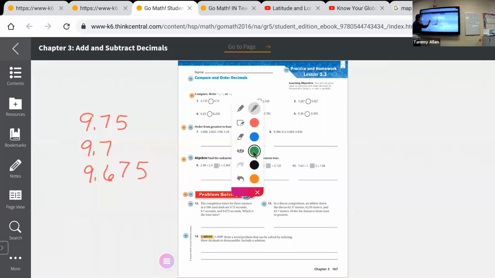So when we take a look at these, we want the least. So when we look at the tenths, here's the smallest number, right? So that's going to be our first. So we're done with that. These two are the same. There is nothing here, right? So it's going to be next, right? With this one then being last.